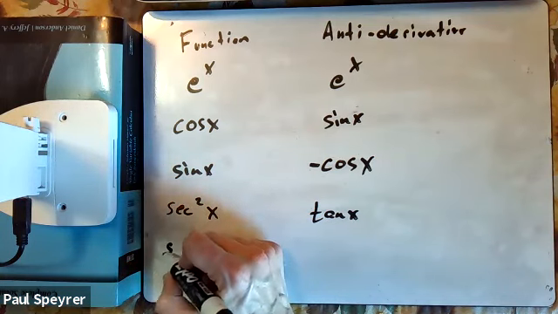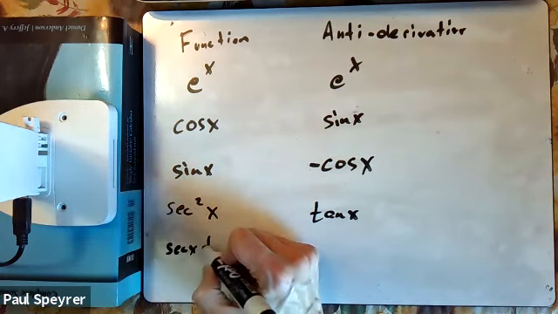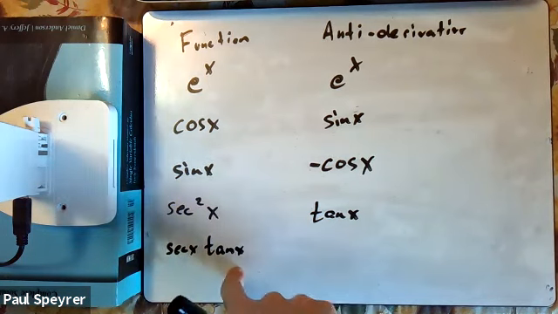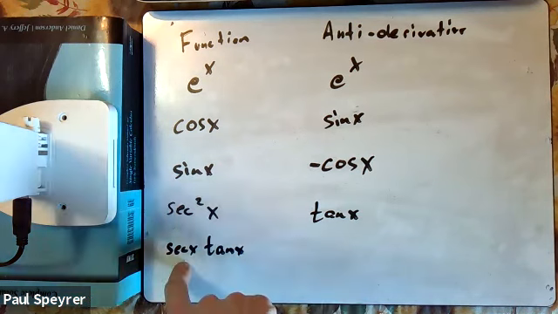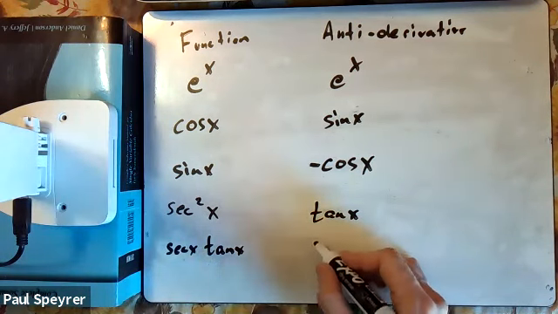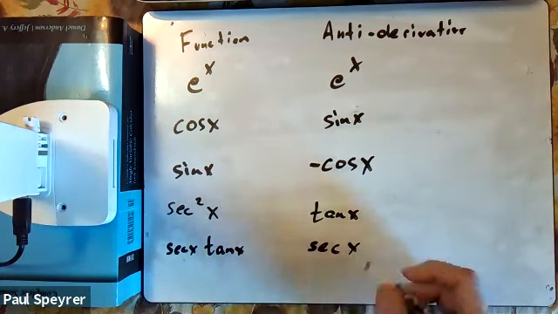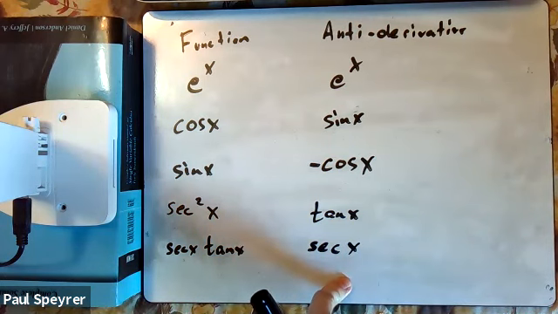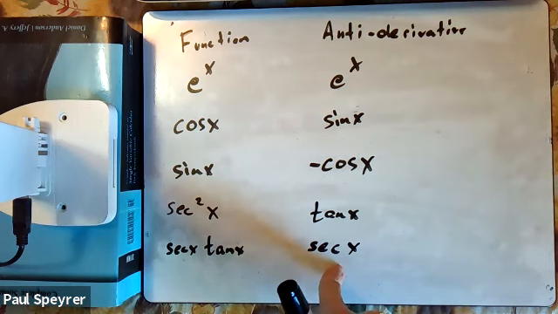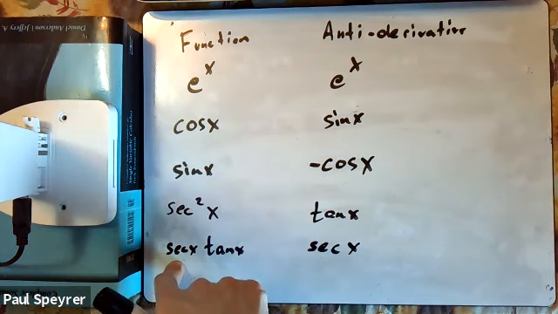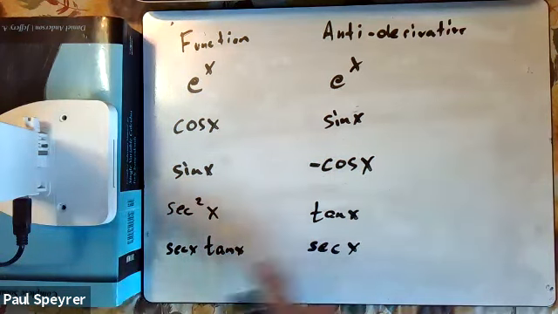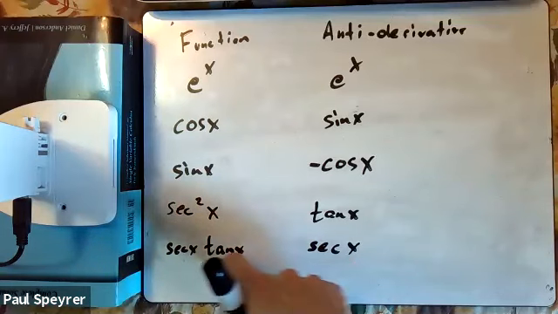Or like if I have secant x tan x, you can think, all right, what function, if I take its derivative, is going to get me to secant x tan x? It's secant x. That's the antiderivative. So again, if I take the derivative of secant x, I get back to secant x tan x. So we know that this is the antiderivative of this right here.